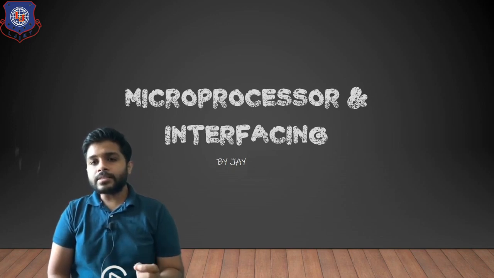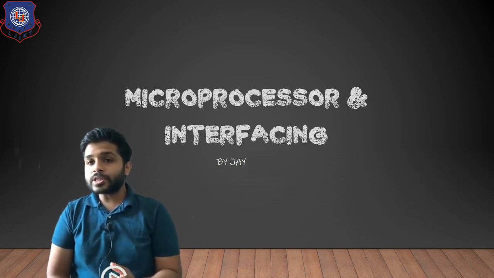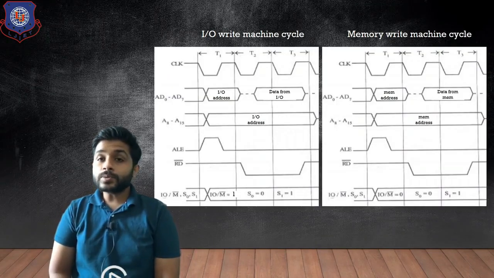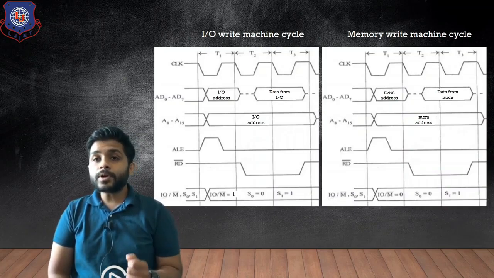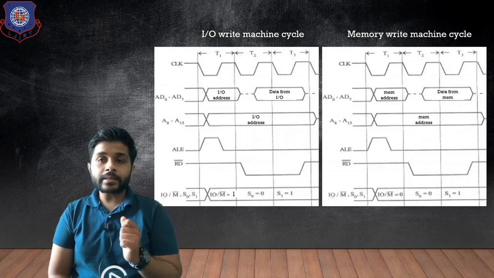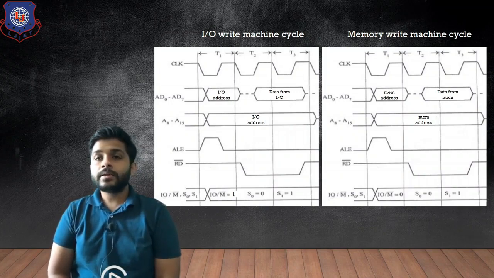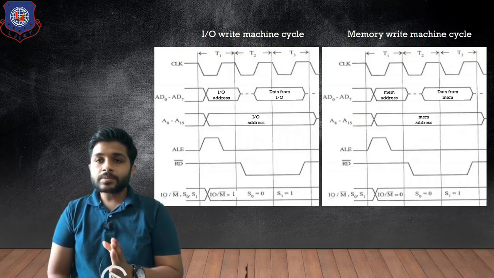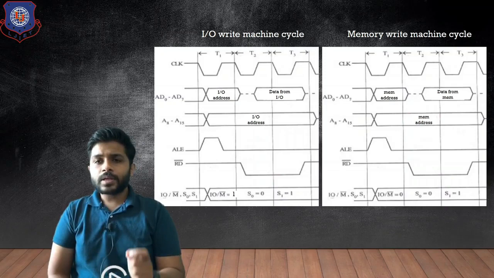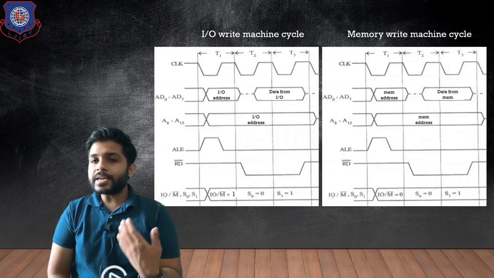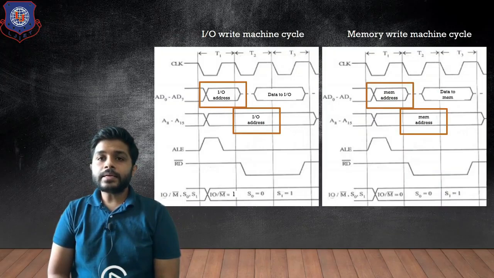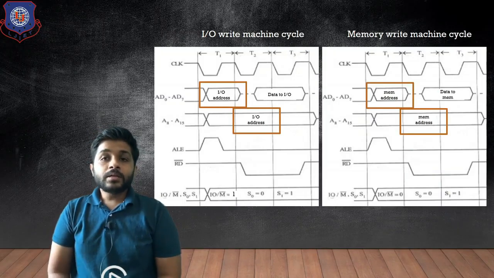But before that, let's see some timing diagram of the machine cycle as fast as possible. You can see that on the screen there are two timing diagrams. The first one is the input output write machine cycle timing diagram and the second one is the memory write machine cycle timing diagram. Now if you see, these two timing diagrams are similar. They are almost same. But there are some minor changes that needs to be done in order to differentiate these two machine cycle.